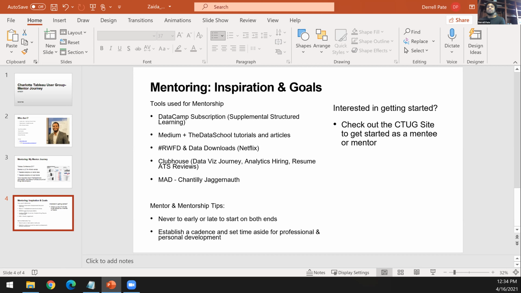For mentor and mentorship tips, it's never too early or late to start on both ends. I still have a mentee in my personal and professional career. And now that I'm starting to mentor, I've benefited from this relationship as well. It's definitely helped me solidify some of the skills, not only in SQL and Tableau, but just from a professional perspective of reviewing resumes and making sure people have what it takes to come into an analyst position.